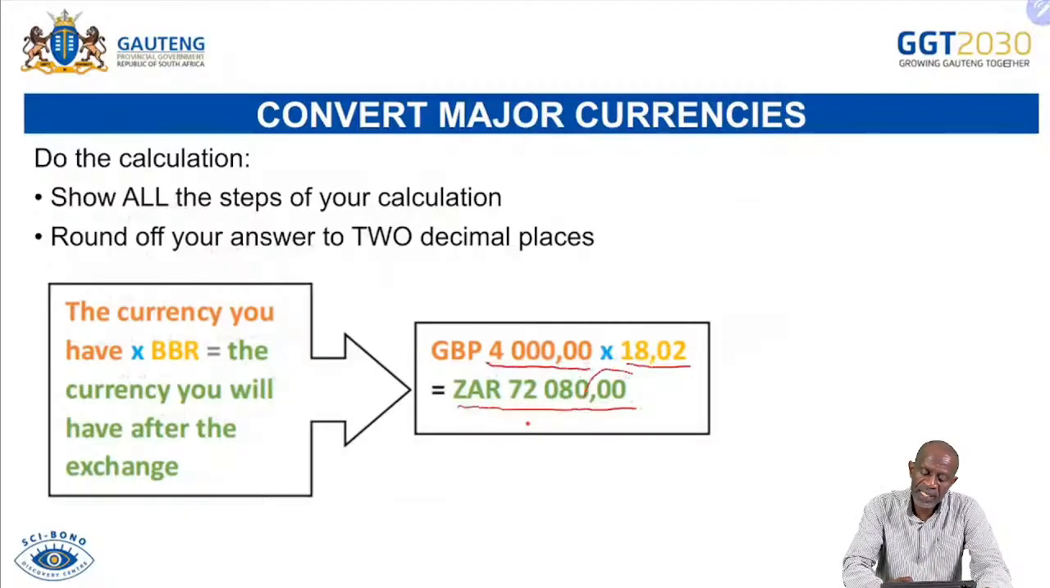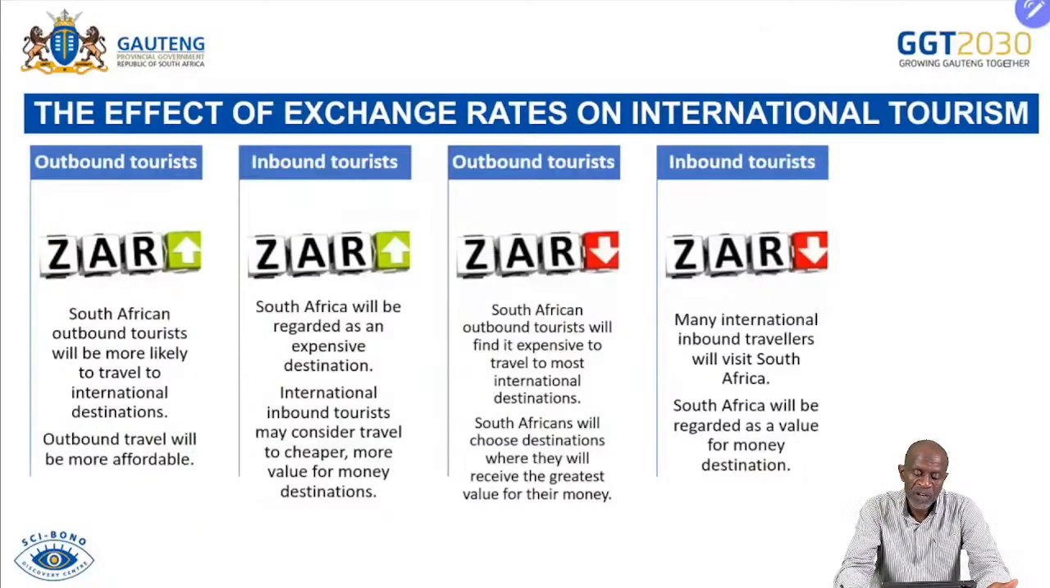Can you see here the rounding off is done? It's 00 at the end. Right. Can we move on?